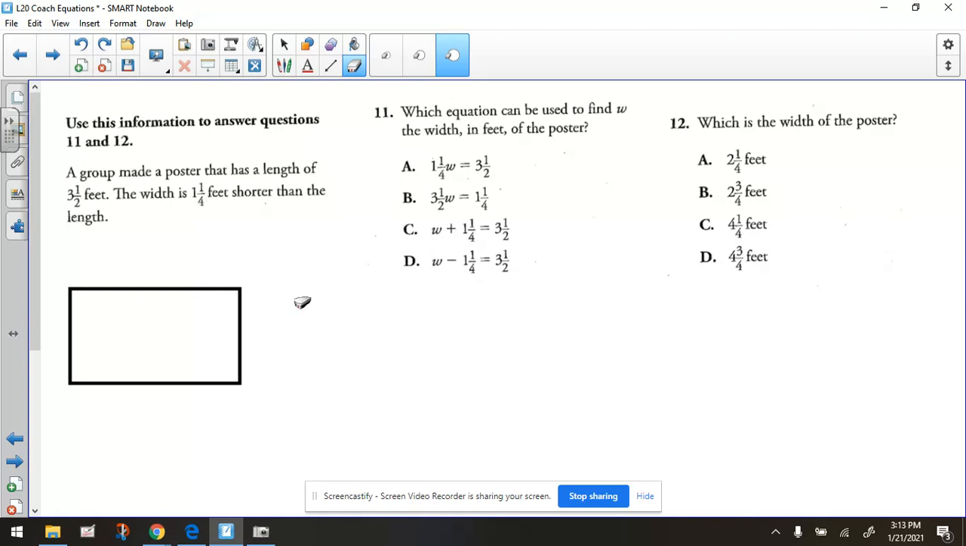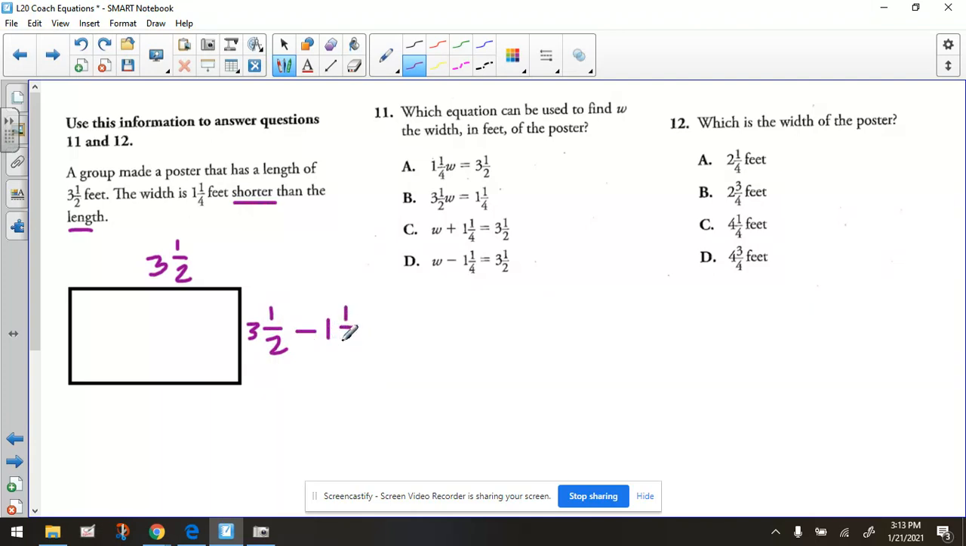It says a group made a poster that has a length of 3.5 feet. So let's draw that in our picture here. 3.5 feet. The width is 1 1/4 feet shorter than the length. So that means that if we take the length, which we know to be 3.5, we would be subtracting 1 1/4 from that, and that would equal the width.